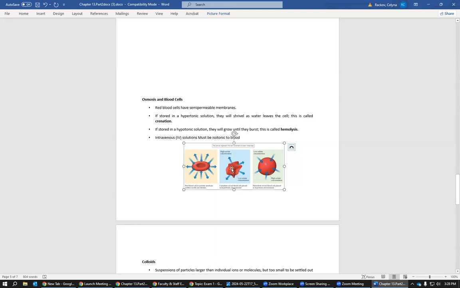So the water inside will leave, with a lower solute concentration inside and a higher one outside. And then the opposite here, hemolysis, of red blood cells placed in hypotonic environments. So you have a low solute concentration outside, and inside you have a high solute concentration.